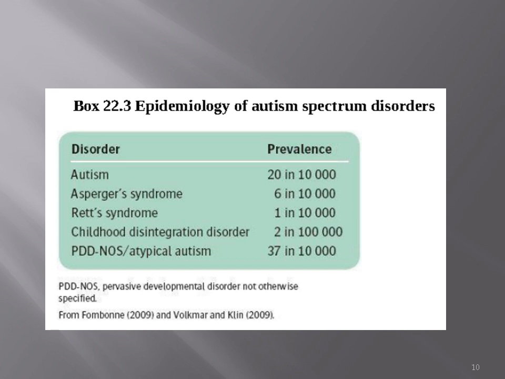The prevalence of autism is 20 in 10,000. Asperger syndrome, it is 6 in 10,000. And Rett syndrome, 1 in 10,000. Childhood disintegrative disorder, 2 in 100,000. And atypical autism, 37 in 10,000. So if we combine the autism, Asperger syndrome, and the atypical autism, it goes approximately around 60 in 10,000.